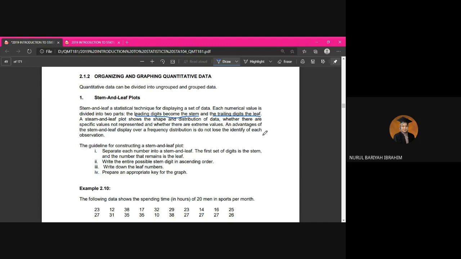One of the functions of the stem and leaf plot is that we can display the set of data. From the stem and leaf plot, we can create the list of data, because it is displaying a set of data. I will show you in a while. And the second is that it shows the shape and the distribution of data. Shows the shape.